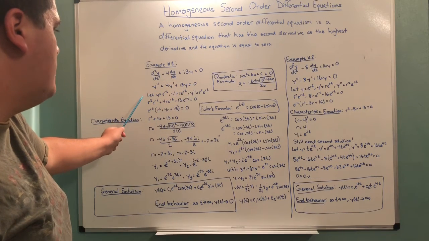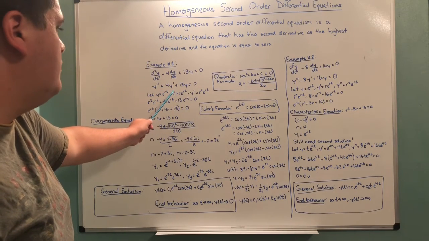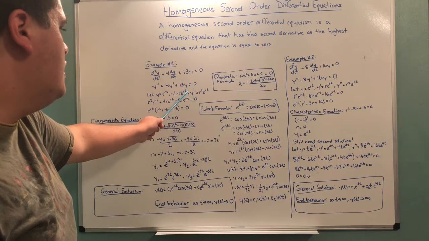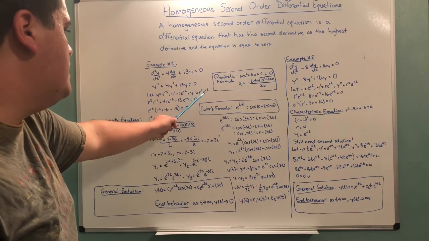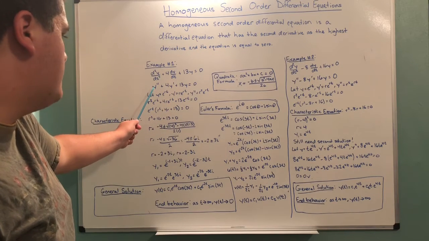So in order to solve this, we let y equal e to the rt. r is just some number. y prime is equal to r e to the rt. And y double prime is equal to r squared e to the rt. So now we plug these values back into this differential equation.